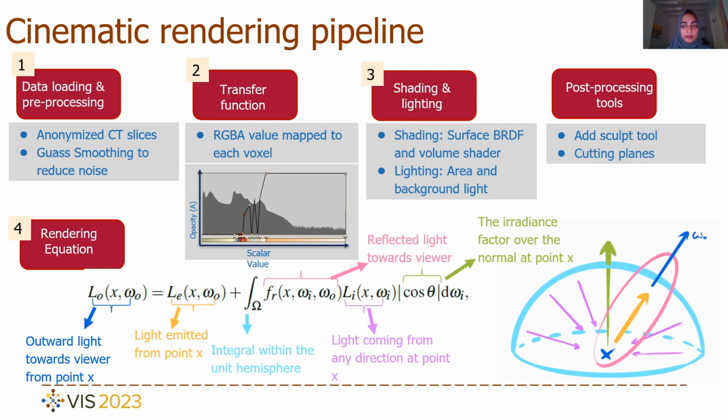Once the data was mapped to the transfer function, lighting and shading were applied to the volume using a physically based rendering workflow. PBR uses mathematical models called bidirectional reflectance distribution functions to describe how light interacts with surfaces based on their physical properties. We selected the principled material from the MeVisLab material module and adjusted properties like color, metalness, roughness, and specular to achieve realistic rendering. For the lighting, we used area and background lights.